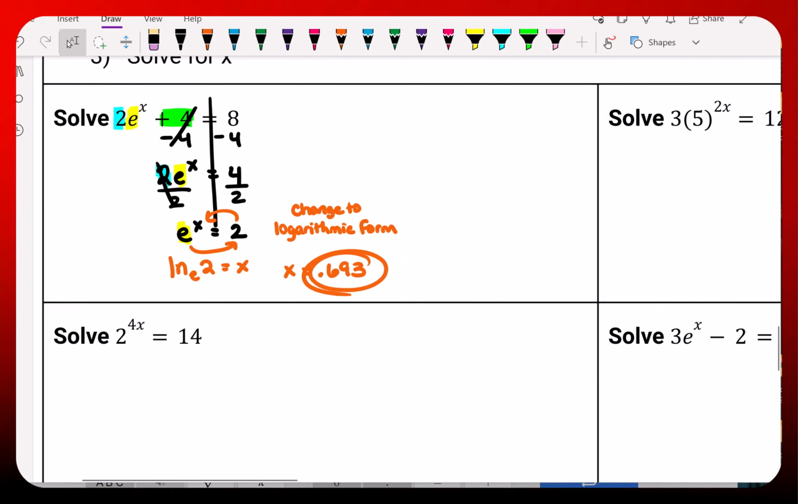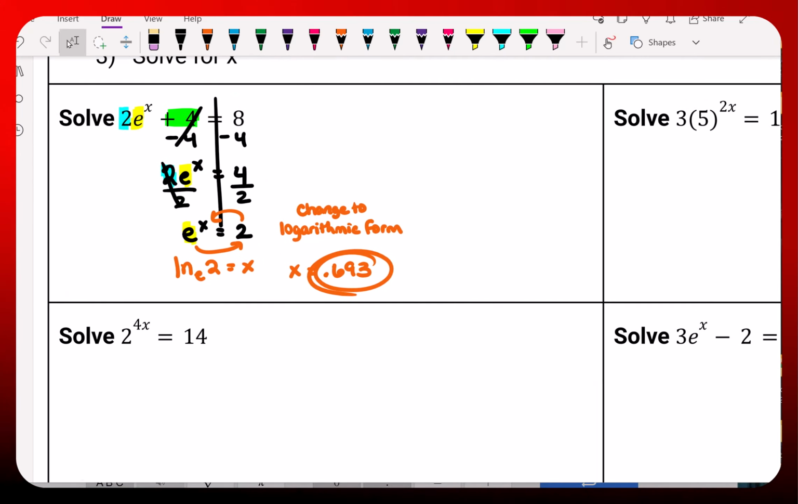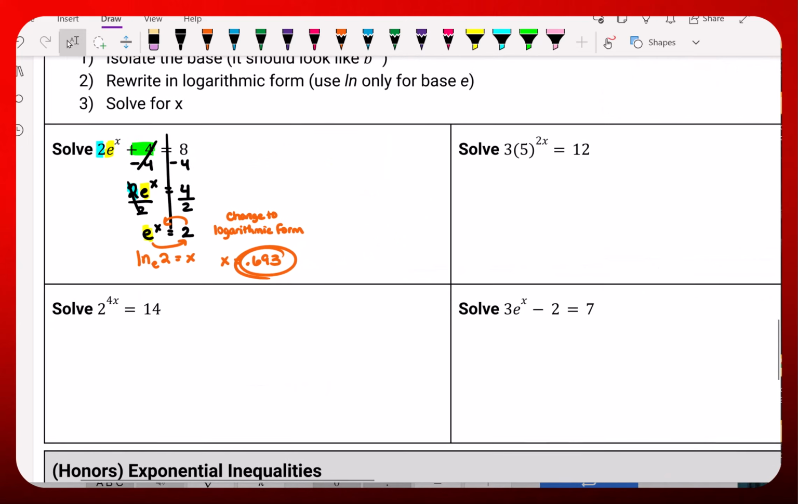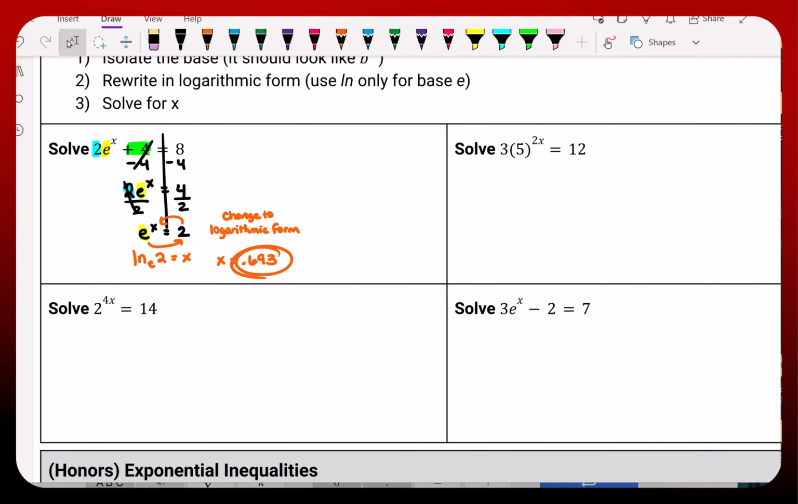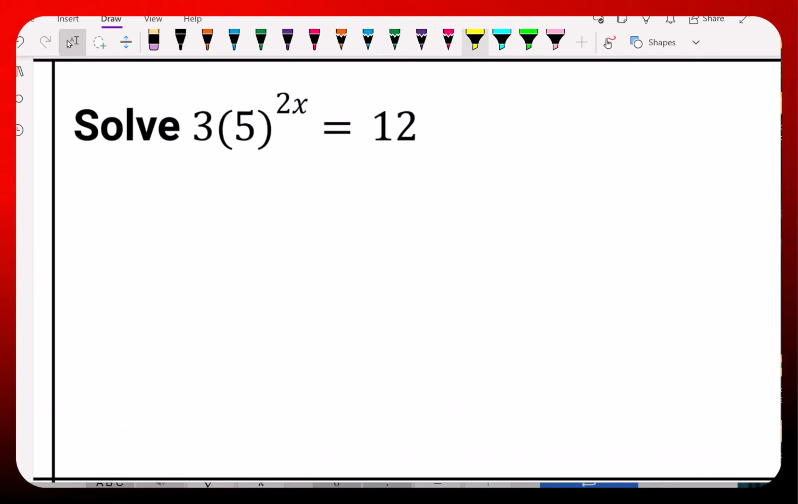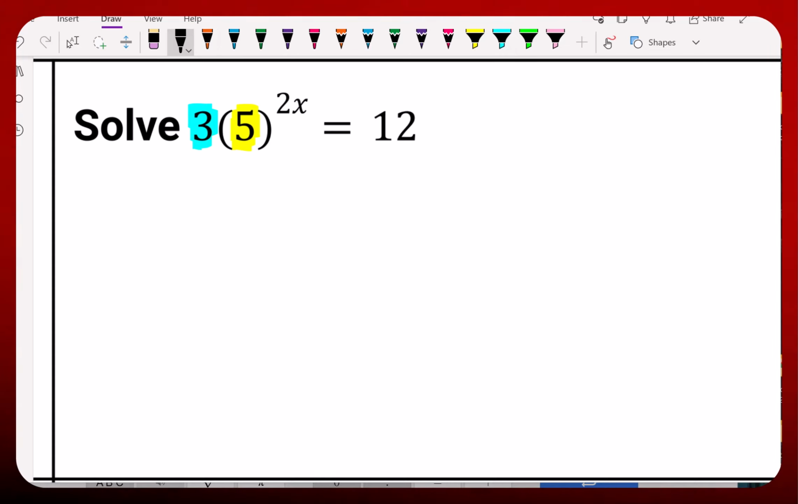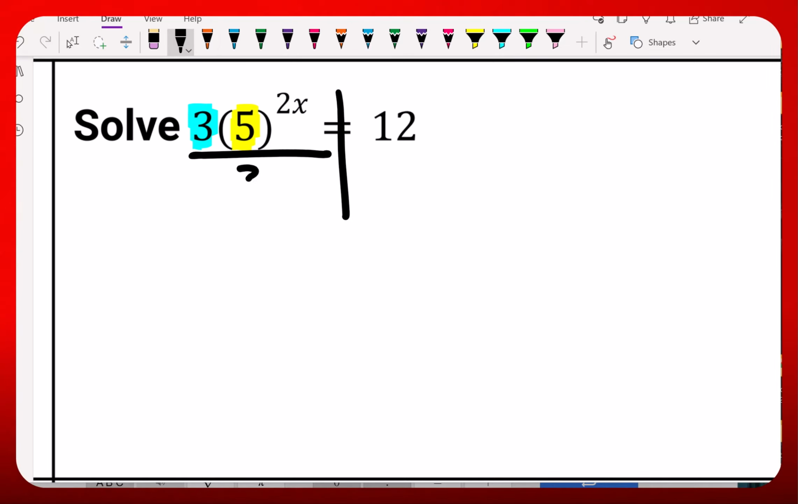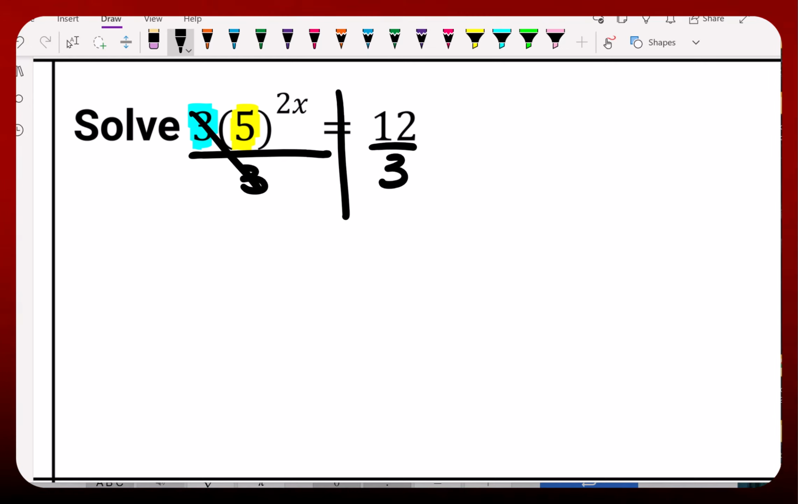And I'm going to go ahead and work one underneath it. No, I'm going to do this one. Okay. So let's highlight the base. This time the base is 5. And I need to get rid of this 3. I don't have anything added or subtracted, so I'm not worried about that. I'm going to go directly into removing this 3. Since it's being multiplied, I am going to divide by 3.